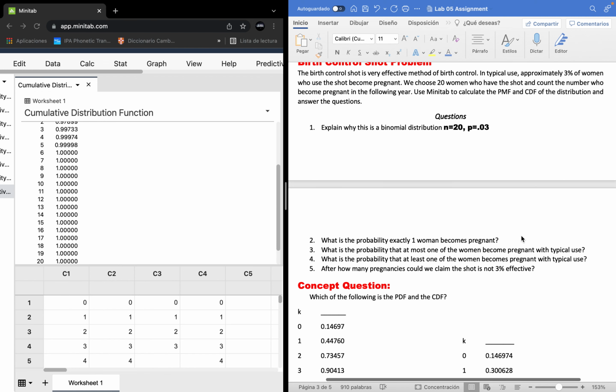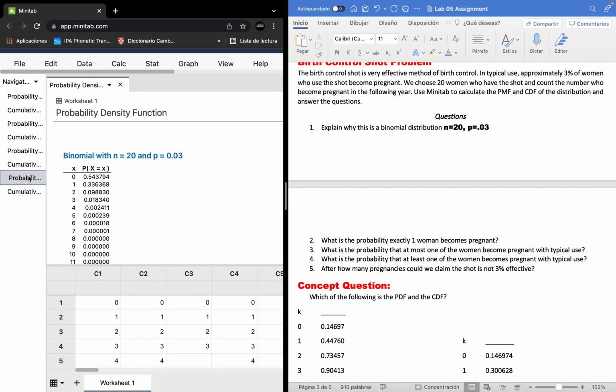Now respond to these questions. What is the probability that exactly one woman becomes pregnant? Exactly one. Go to the probability density function, the PMF. Exactly one is 0.336368. This one here.